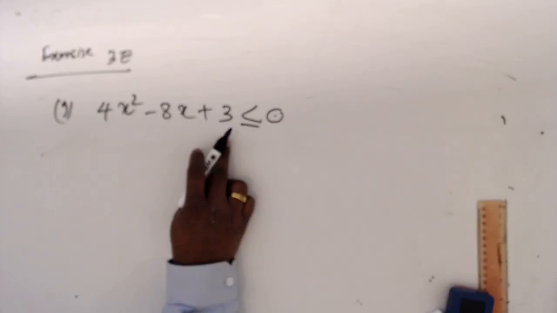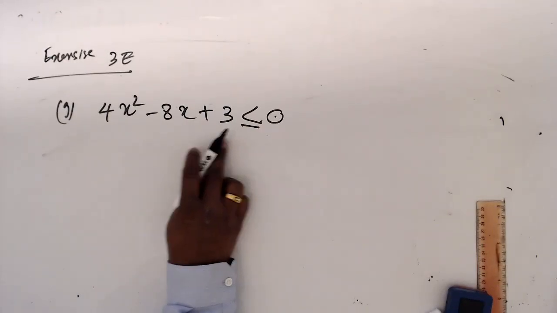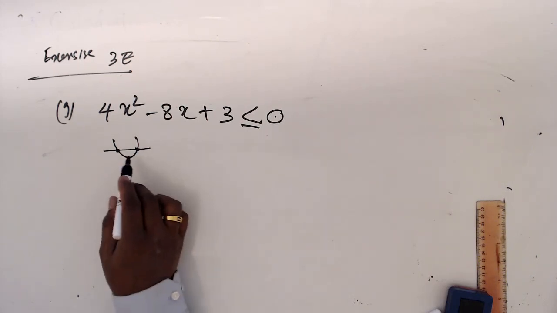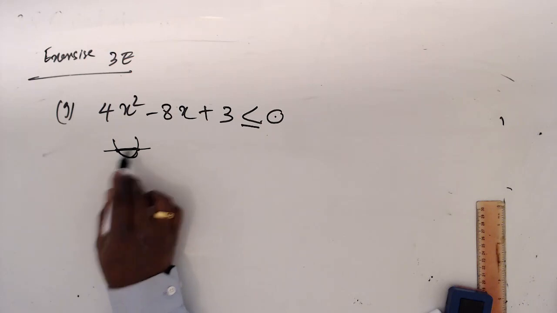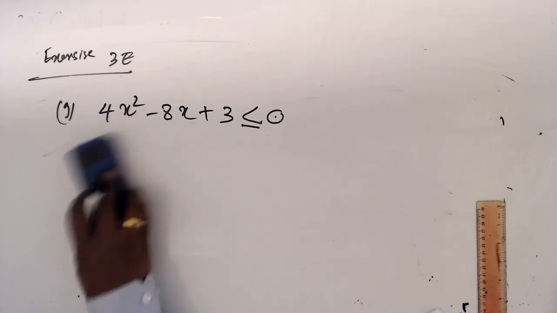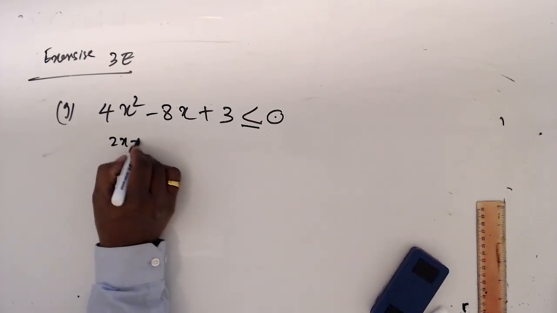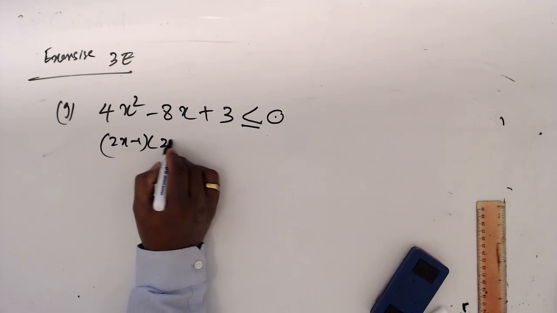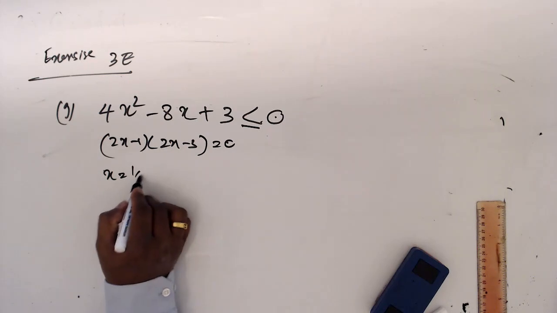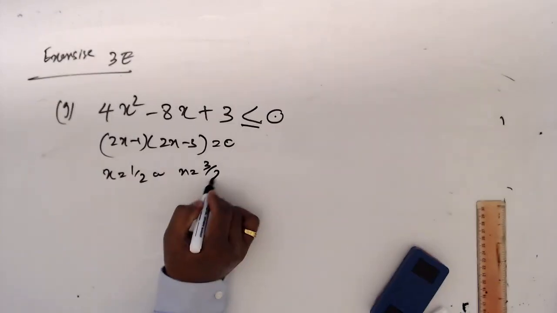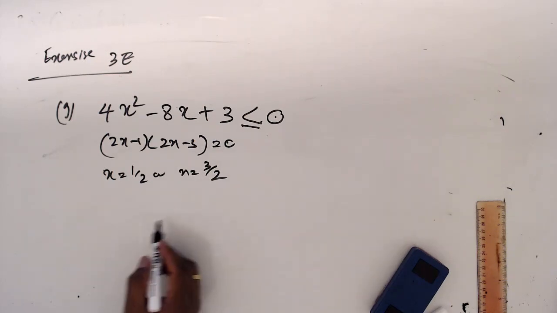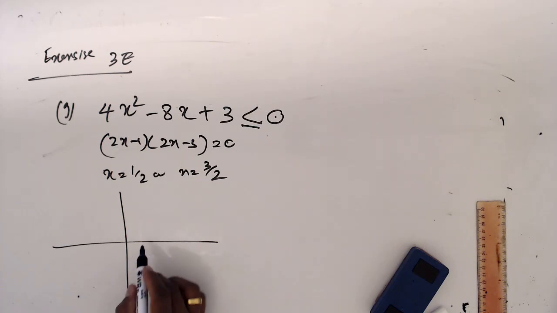This is a quadratic. It has a minimum. We need to find the roots and this bit, and this is the answer in between those two. So we have to factorize. 2x minus 1 times 2x minus 3 equals 0. x equal half or x equal 3 over 2. So then draw the graph.